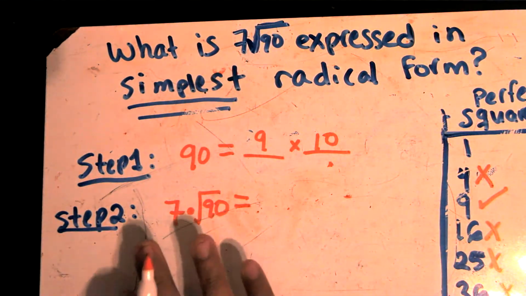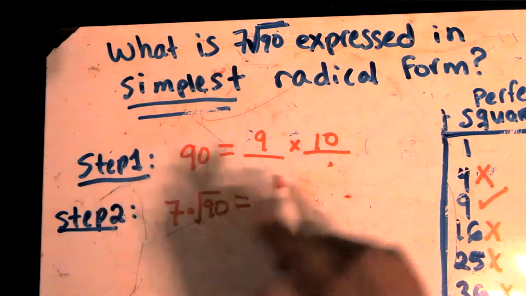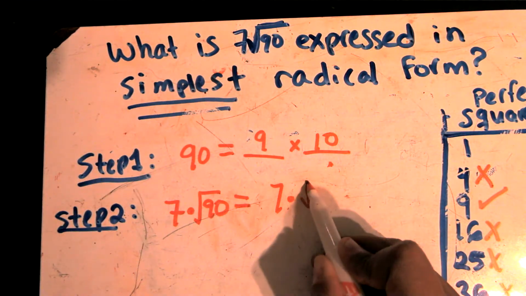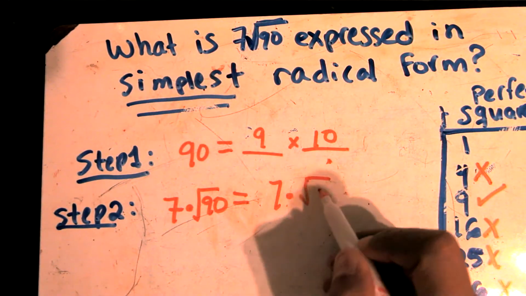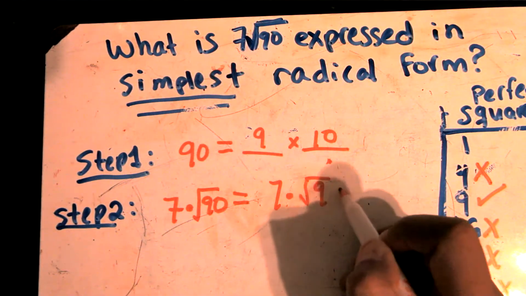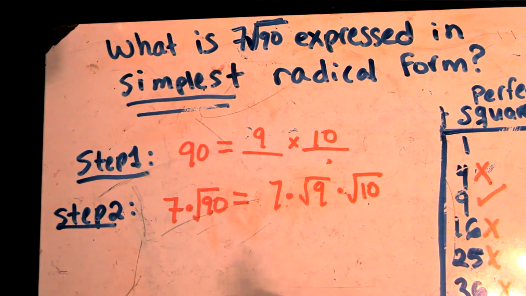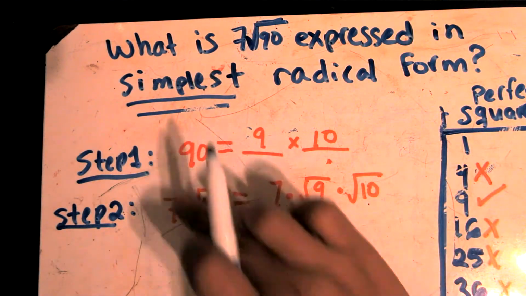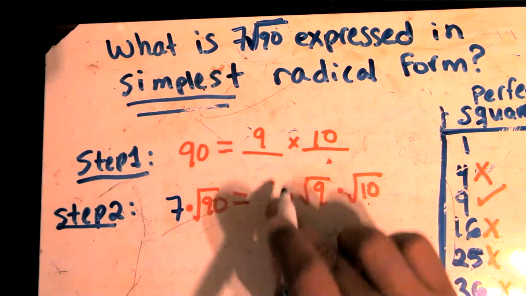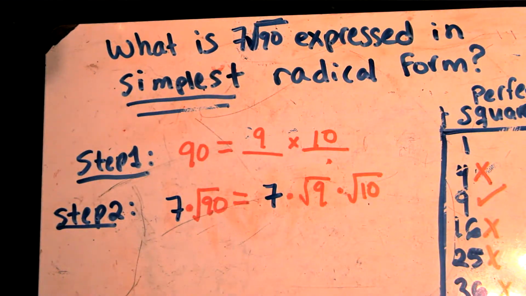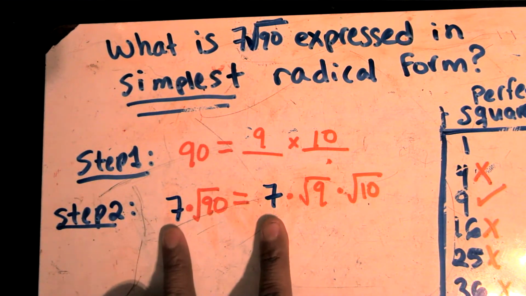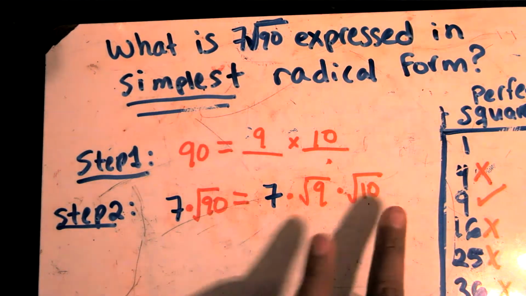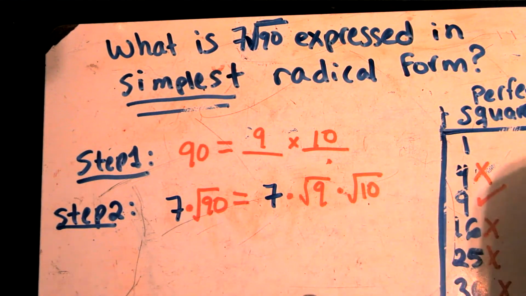So what's on the right side is going to equal the left side. The 7 doesn't go away, but now the radical 90 gets split into 9 times 10. Radical 9 times radical 10. So not that different from what we did earlier. That doesn't go away. 7 radical 90 is equal to 7 radical 9 times radical 10. Why? Because 9 times 10 is equal to 90.